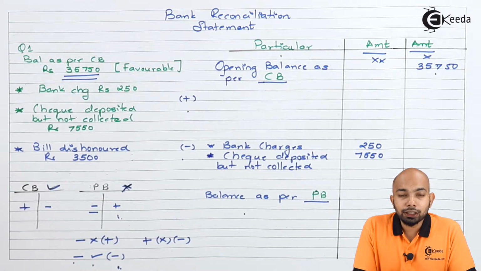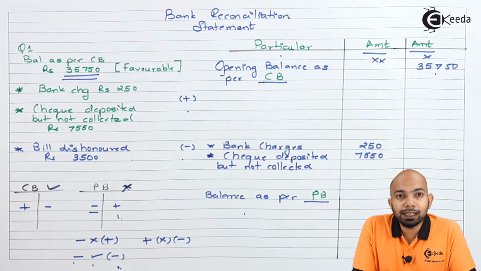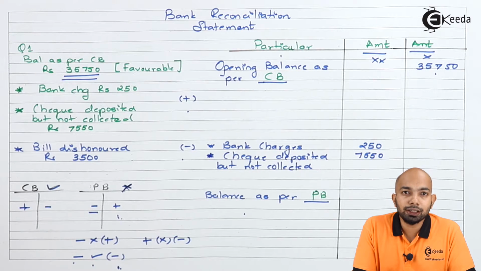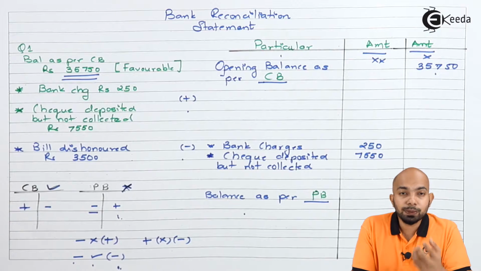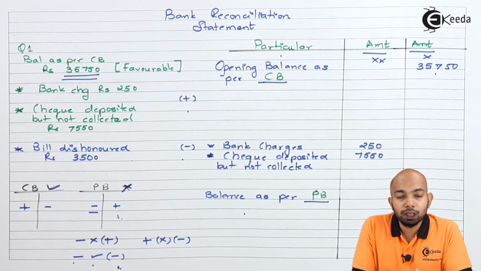Now the next transaction we'll be dealing with is a bill dishonored, rupees 3,500. A bill which has been dishonored will already be entered in the passbook, as the transaction has already been mentioned and is coming from the bank. Hence, the passbook balance has already been lowered by that amount, as the amount got dishonored. The same transaction will be recorded in the passbook.